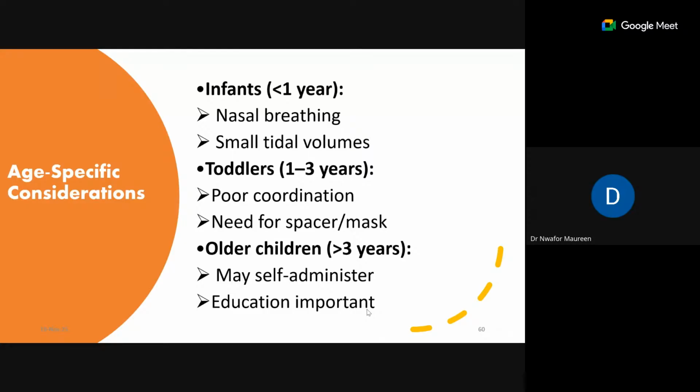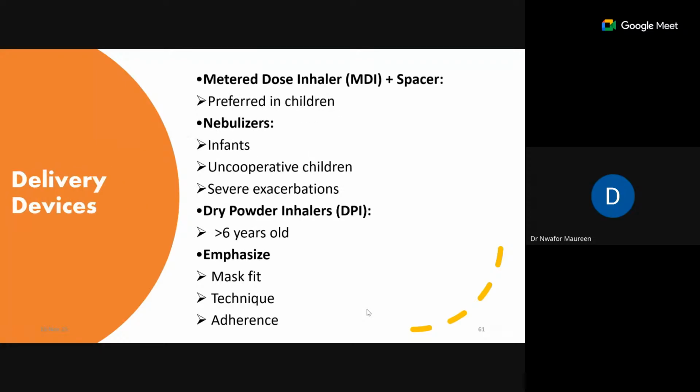Use nasal breathing for patients less than 1 year, because they have small tidal volumes. Toddlers 1 to 3 years still have poor coordination and don't really understand what you're telling them, so there's need for spacers with face masks. Older children above 3 years can self-administer if they understand. But education is the key in such patients. You have to really educate the caregiver and the child too.